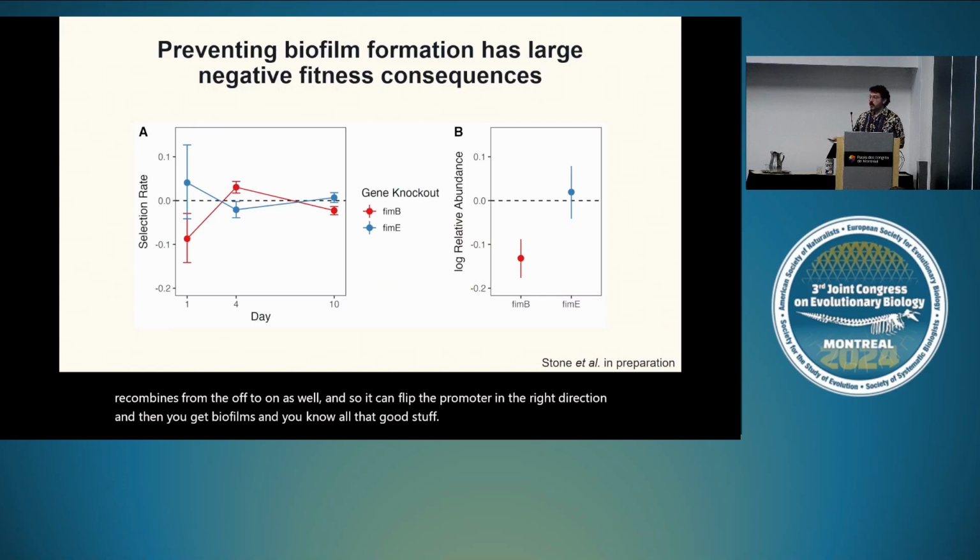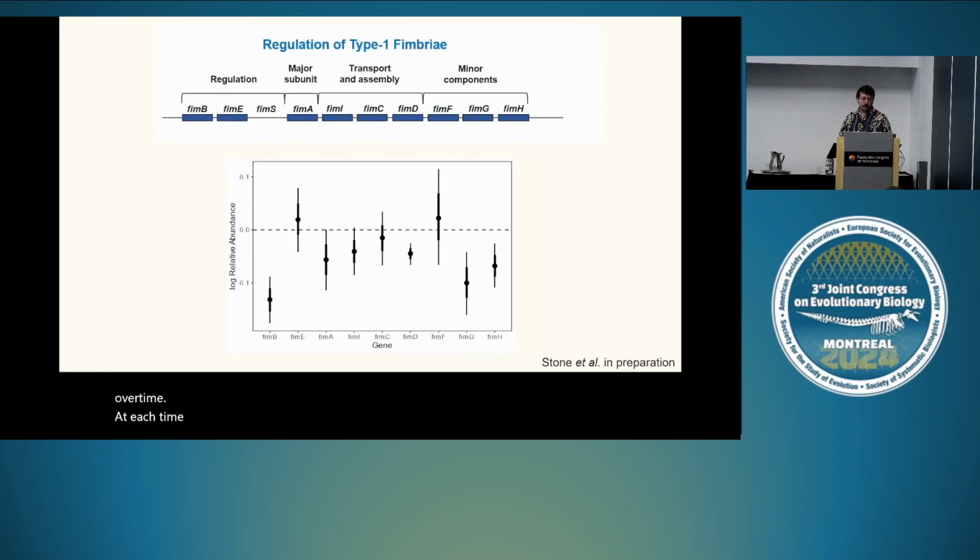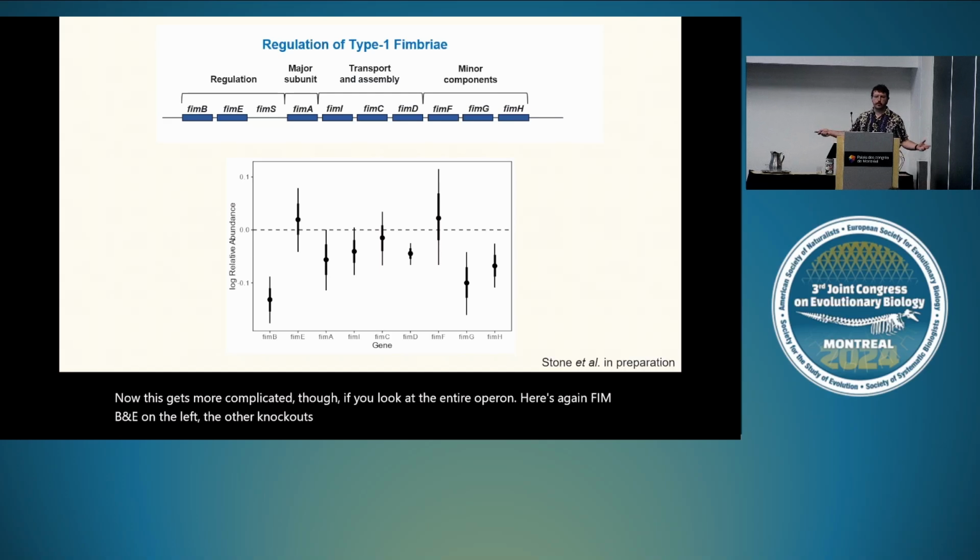So you've seen these data before with the FIMB knockout, but one thing that's cool is that FIMB and E have opposite biological effects, and my predicted values show that they have roughly equal and opposite fitness effects over time at each time point. Now, this gets more complicated if you look at the entire operon. Here's again FIMB and E on the left. The other knockouts are kind of all over the place.